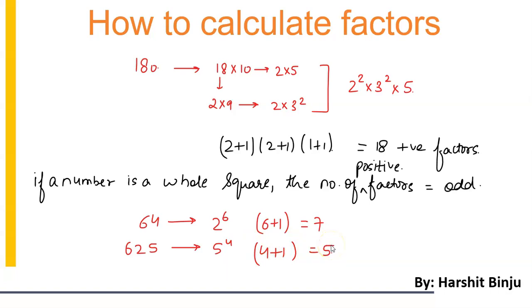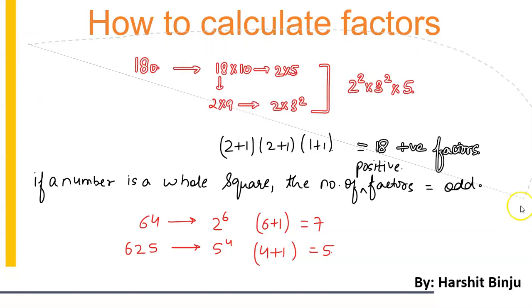The reason is that whenever you have a whole square or a square number, when you prime factorize, the power of the prime factor will always be even. And whenever we add 1 to it, it will always result in odd. That's the reason. Now you can be asked different types of questions here.